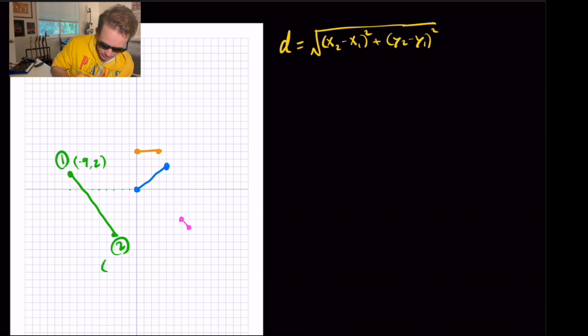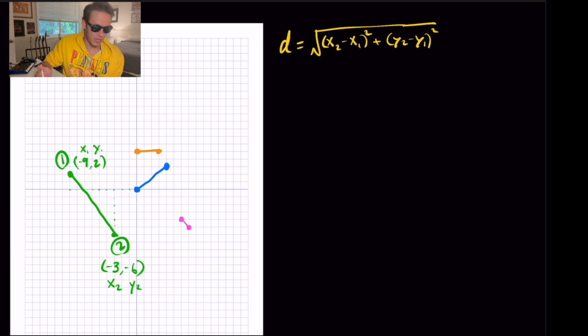Point number 2 is going to have an x value of negative 2. And let's see. Oh, sorry, negative 3. Negative 3. And then let's see, 1, 2, 3, 4, 5, 6. Negative 6. Okay, I'm going to call the coordinates of point number 1 x1 and y1. And then for point number 2, we're going to call the coordinates x2 and y2.